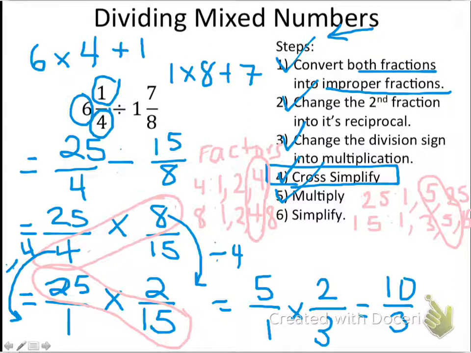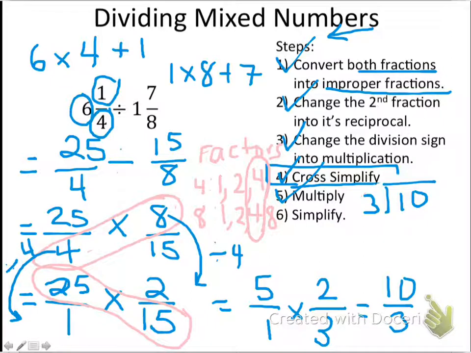One more step to go, we need to simplify it. So in this case, simplifying means writing it back as a mixed number. To do that, we take the numerator, which is 10, and divide it by 3. I'm going to erase my factors up here so that I have some space to do it. Okay, let's take 10 and divide it by 3. How many times does 3 go into 10? 3 goes into 10 3 times. 3 times 3 is 9, with a remainder of 1.